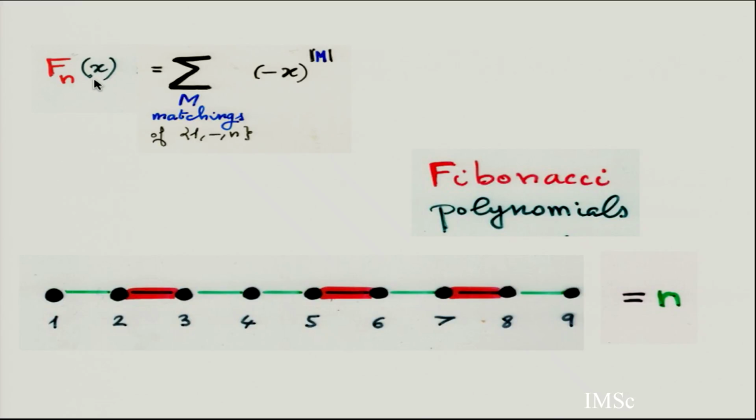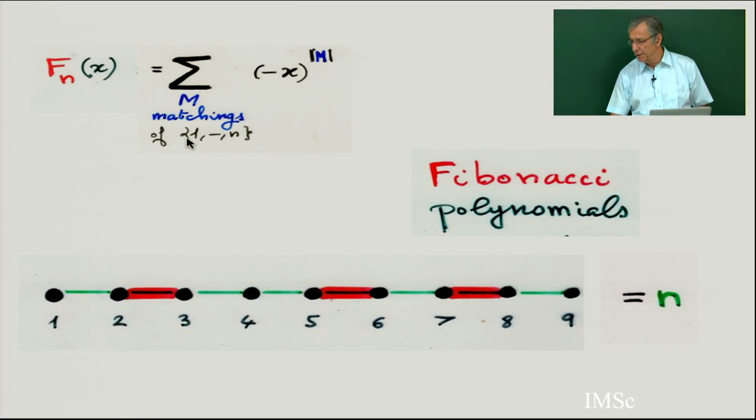And this polynomial, f_n of x, is a generating function for all possible matchings of this segment. The weight of a matching is that each dimer is counted with weight minus x. So I am counting matchings of the graph segment by number of dimers, with the variation that I put a -1 for each dimer. So a minus x means the number of edges in the matching.